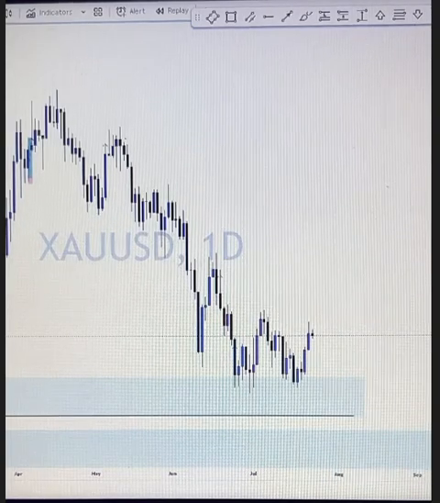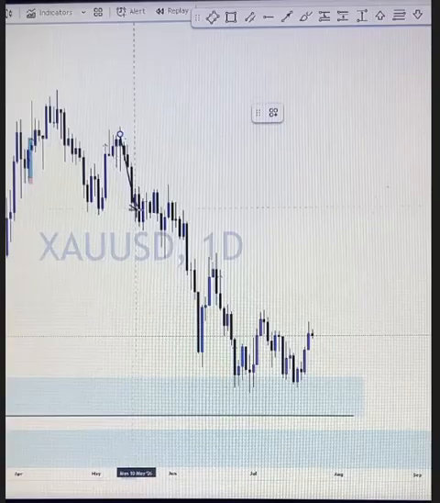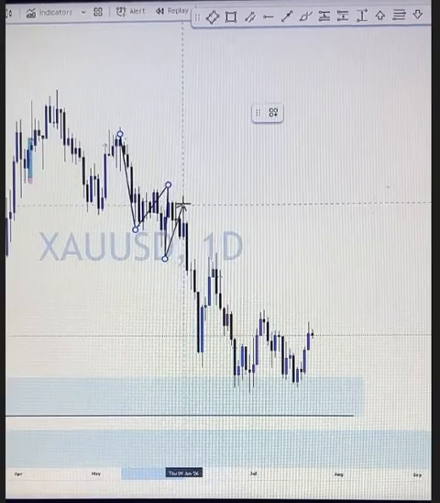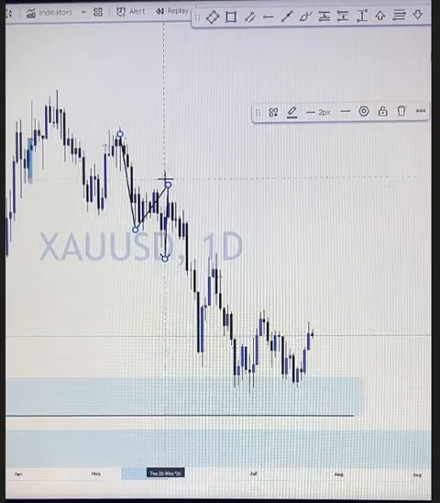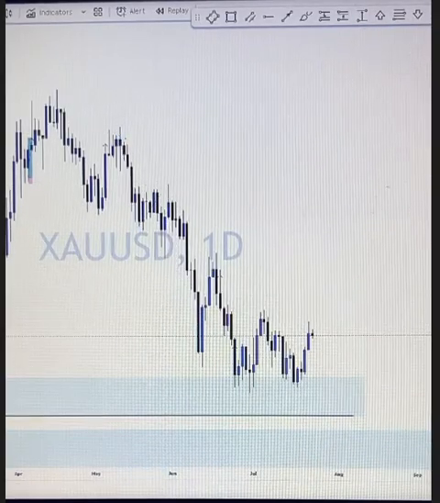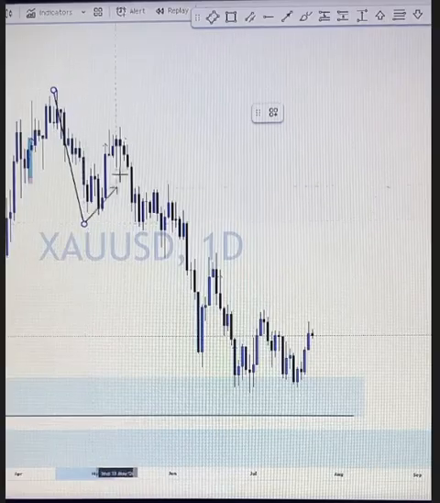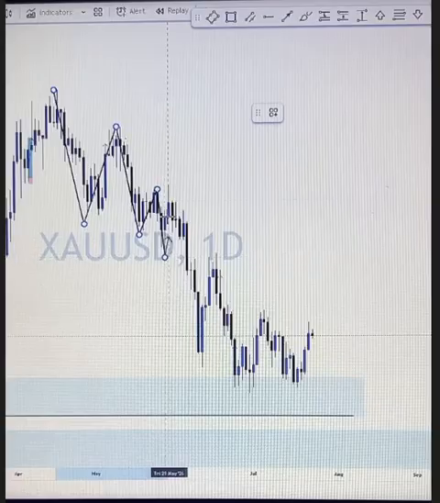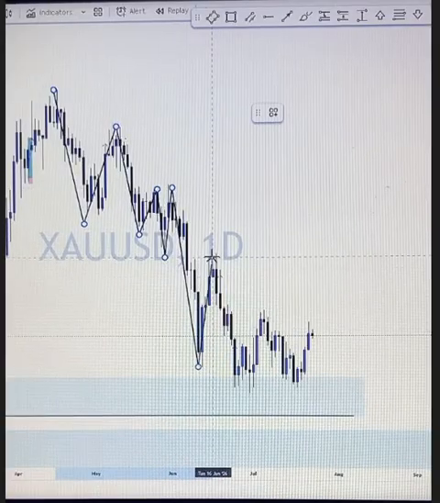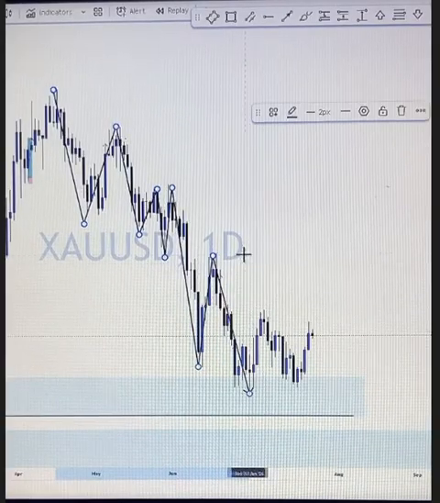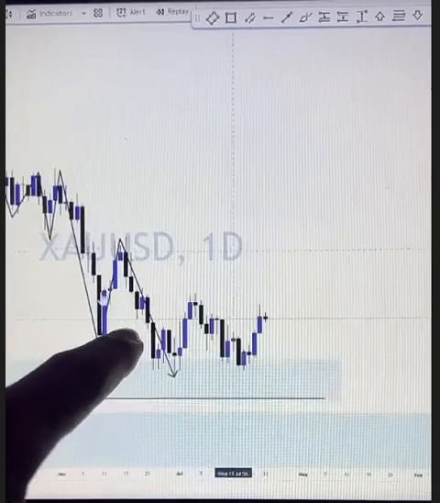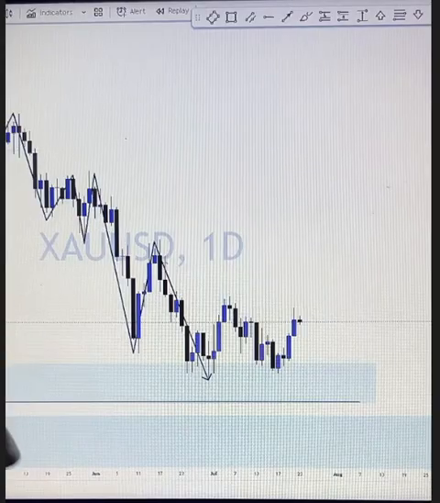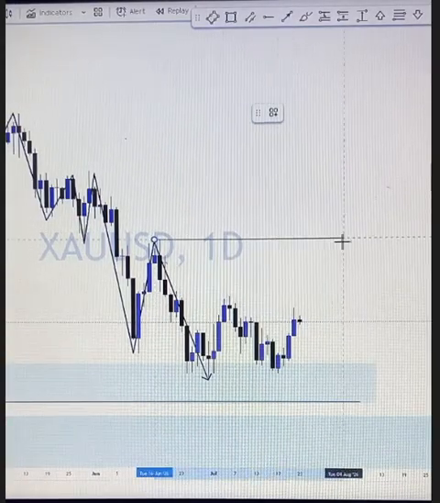Now, what we do is follow the eternal structure right here first. We want to see the eternal structure first, because we can see clearly the eternal structure is bearish. So what do we want to see? We want to see this eternal structure shifting bullish. Are you seeing it?